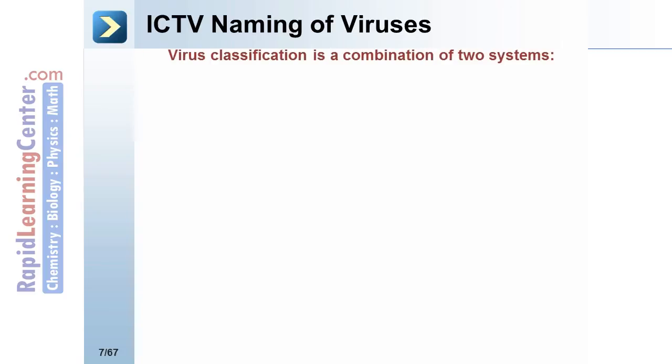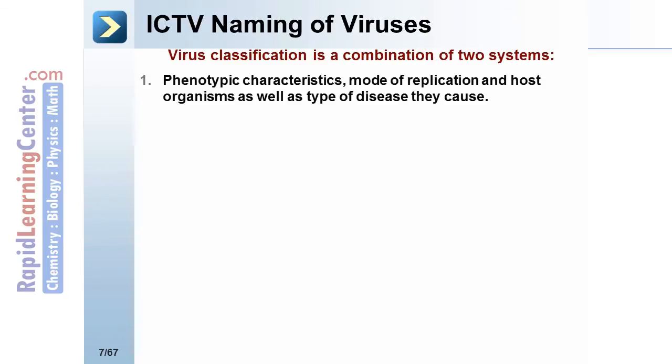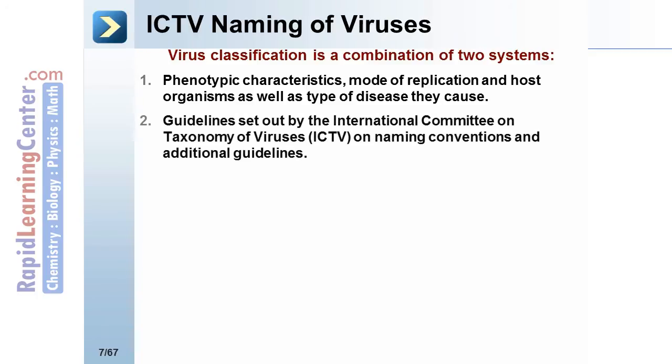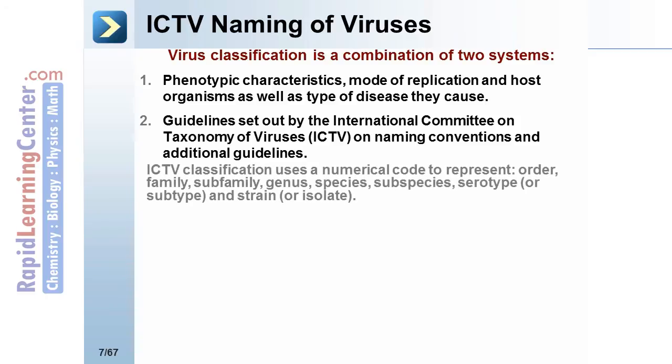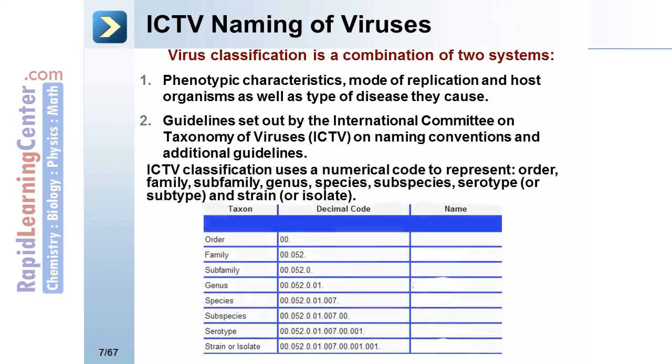ICTV naming of viruses. Virus classification is a combination of two systems: phenotypic characteristics, mode of replication, and host organisms, as well as type of disease they cause. Guidelines are set out by the International Committee on Taxonomy of Viruses on naming conventions. ICTV classification uses a numerical code to represent the order, family, subfamily, genus, species, subspecies, serotype or subtype, and strain or isolate.